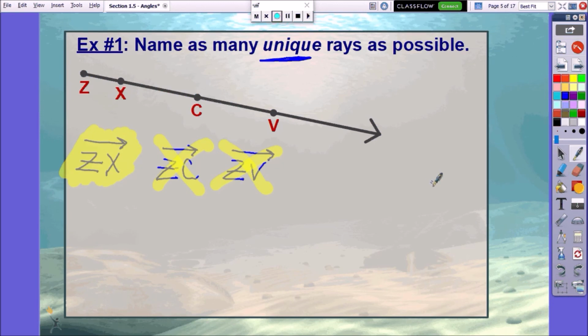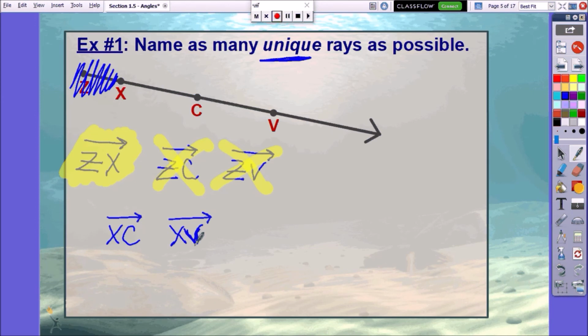Now, who says that I have to start at point Z? Because I could start my ray at point X. X is a point, right? I'm just going to ignore what happens before it. And so I could call this ray XC. Or, instead of C, I could say V.